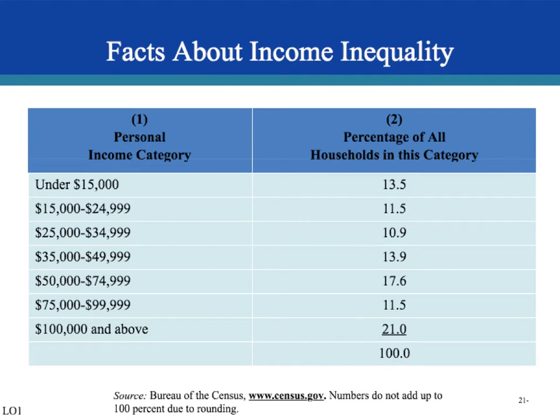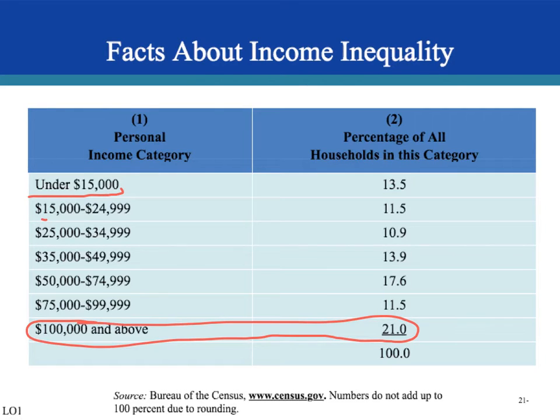Okay, so 13.5% of all households make under $15,000 of income, and then 11.5% make between $15,000 and $24,999, and so on. But you can see here that 21% of all households make $100,000 or more.